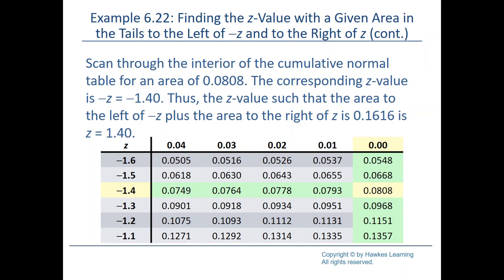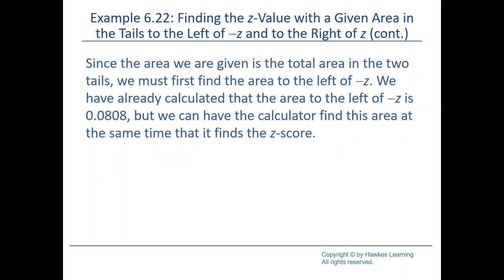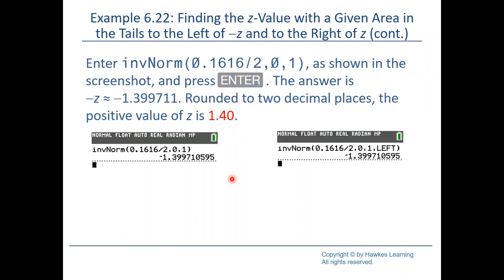Now, again, for those of y'all that are using the calculator instead of the tables, you're still going to have that same method. You're still going to want to find that negative z1 first. So we're going to enter inverse norm, and then we're going to put that area and divide by 2 so we only get part of the tail. And then 0 and 1, and as shown below, you're going to see that this gives you a rounded value of 1.4, and you're going to have a negative 1.4 and a positive 1.4. Again, I'm only looking at the left here.